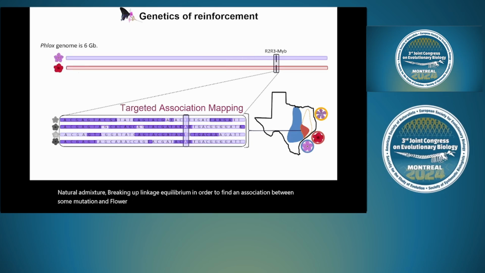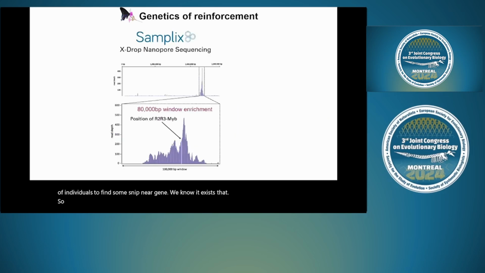Our problem was that it's a needle in a haystack. We have a giant genome, and it seemed rather inefficient to sequence 6 gigabases of a genome of a bunch of individuals to find some SNP near a gene we know it exists at. So instead, we worked with this company, Samplex, to use their X-trop nanopore sequencing, which allowed us to sequence about 80,000 base pairs right around this gene of interest across a bunch of individuals.